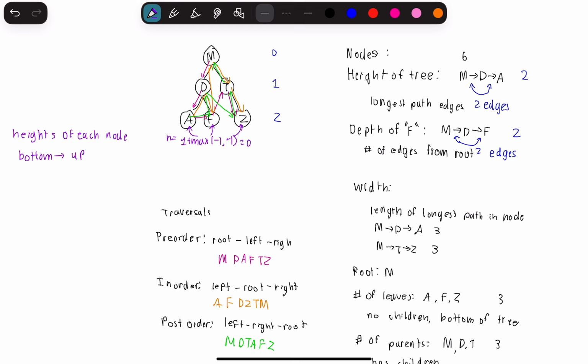Now, after this, we can move up. Let's do node D. So for node D, what you do is you would look at the left node, and then you look at the right node. So the left node had a height of 0, and the right node had a height of 0. A had a height of 0, and F had a height of 0. So then you have H is equal to 1 plus max 0, 0, and that's equal to 1.